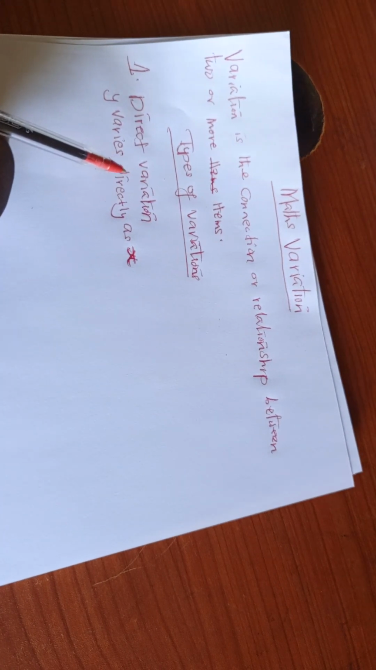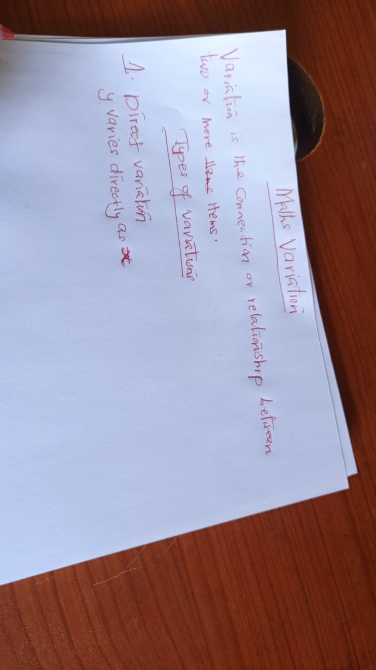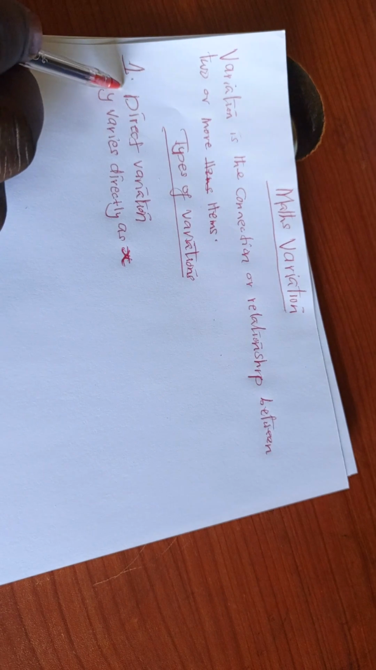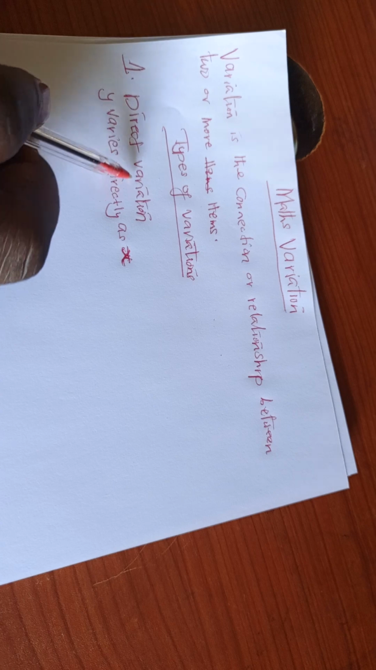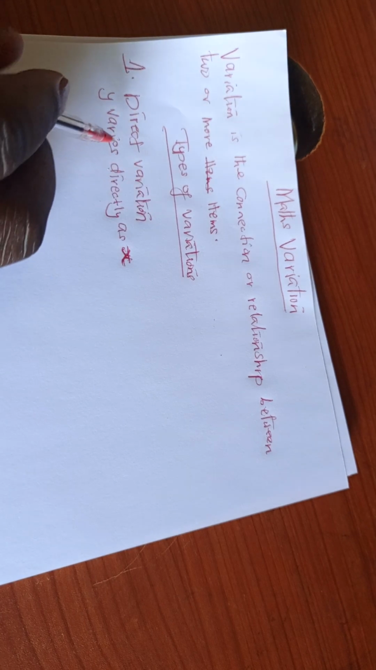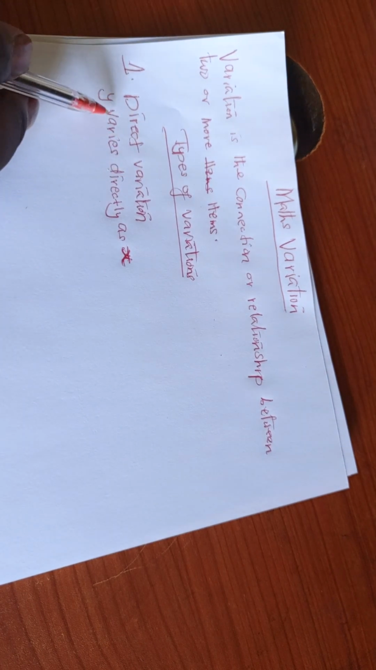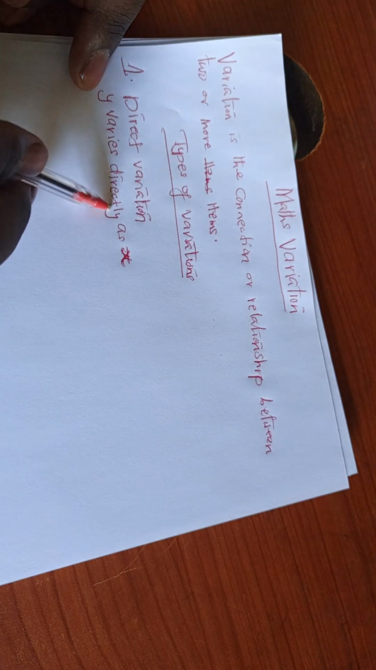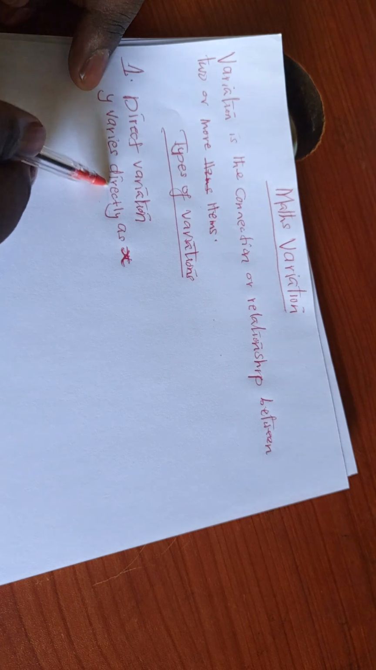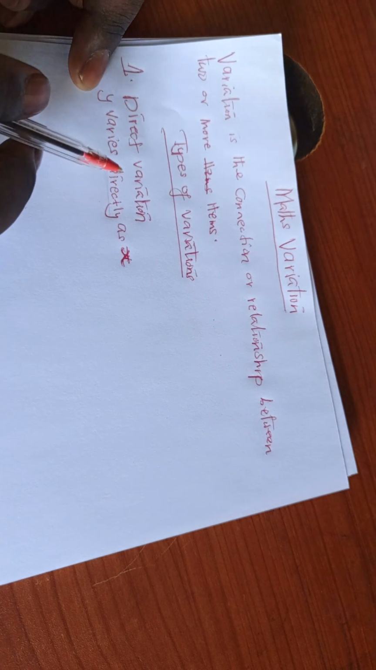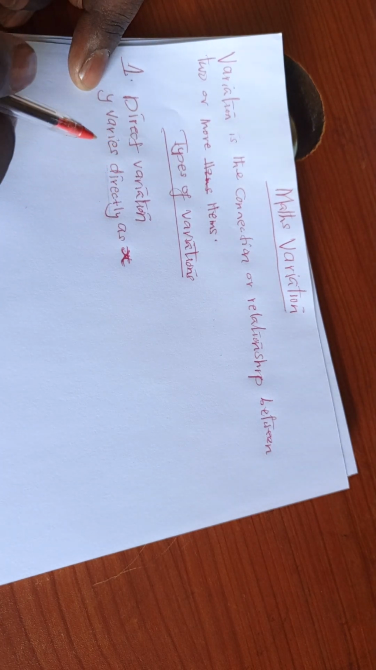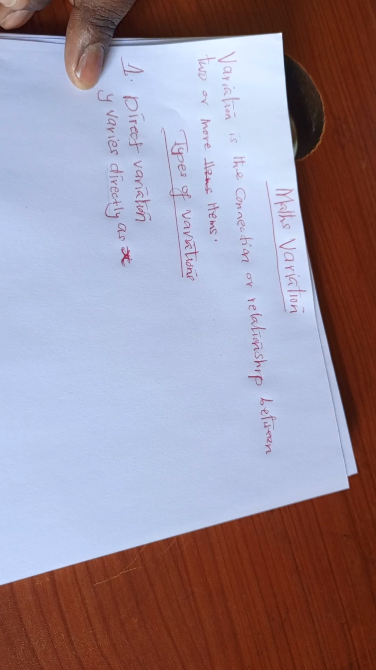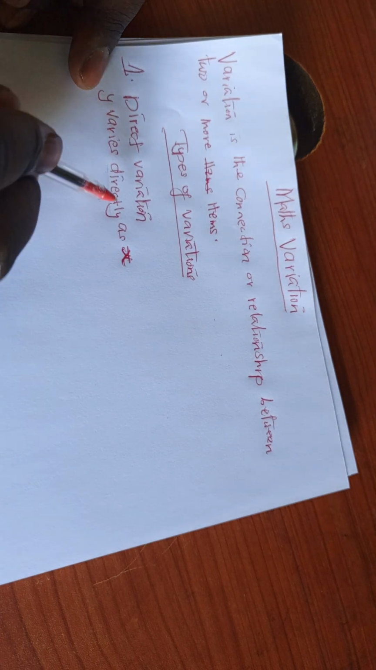Then in mathematics, under this component, we have types of variation. In fact, we have three types of variation. The first one is a direct variation. When we talk about direct variation, for example, we have y varies directly as x. Just see this word direct means the type of variation mentioned is a direct variation.